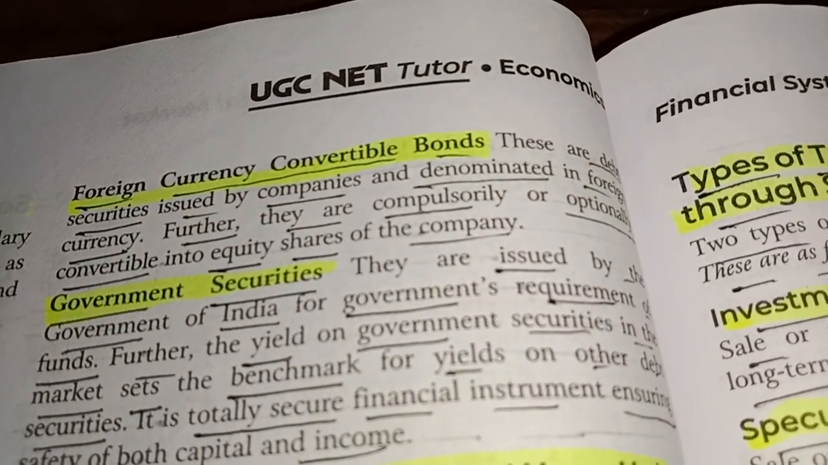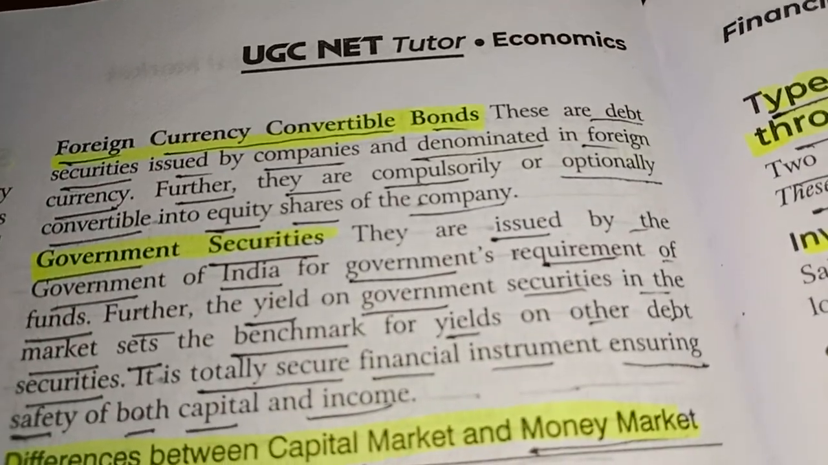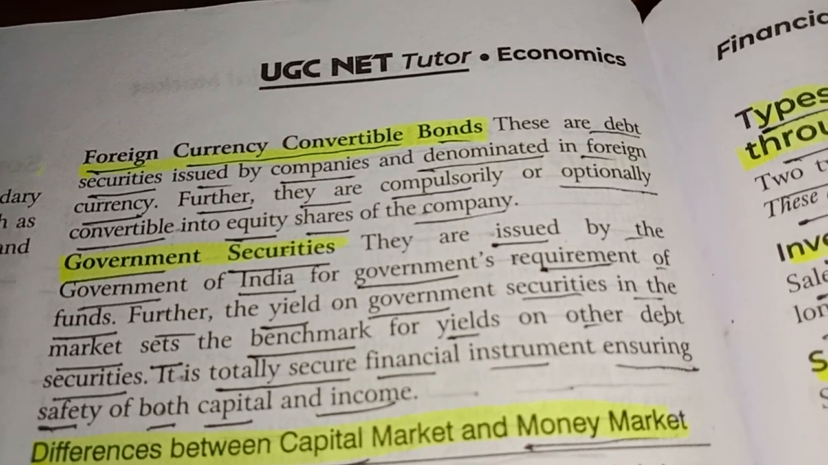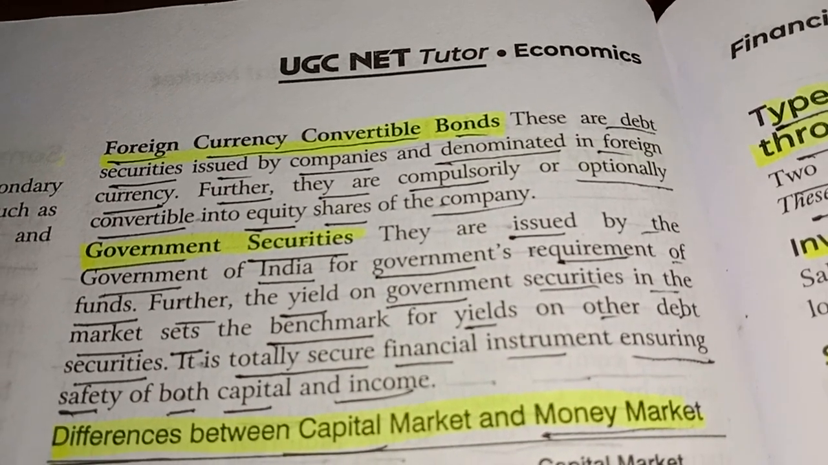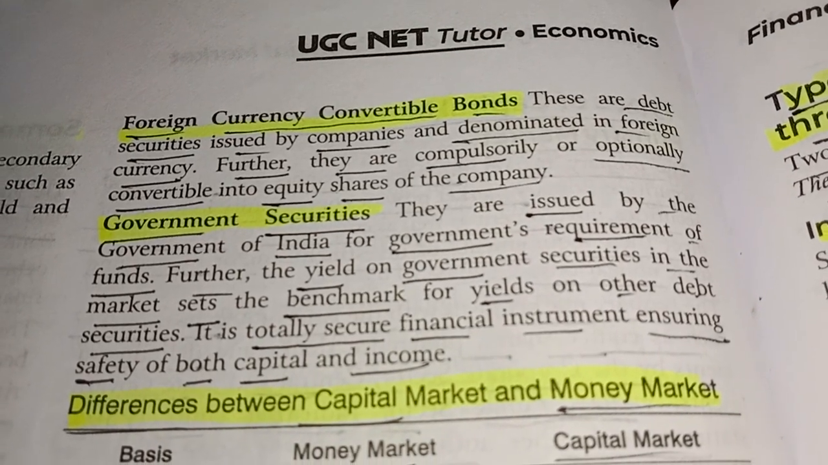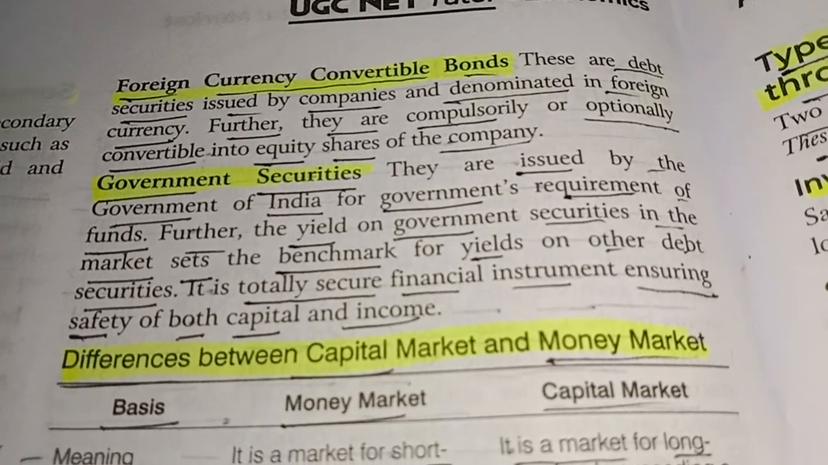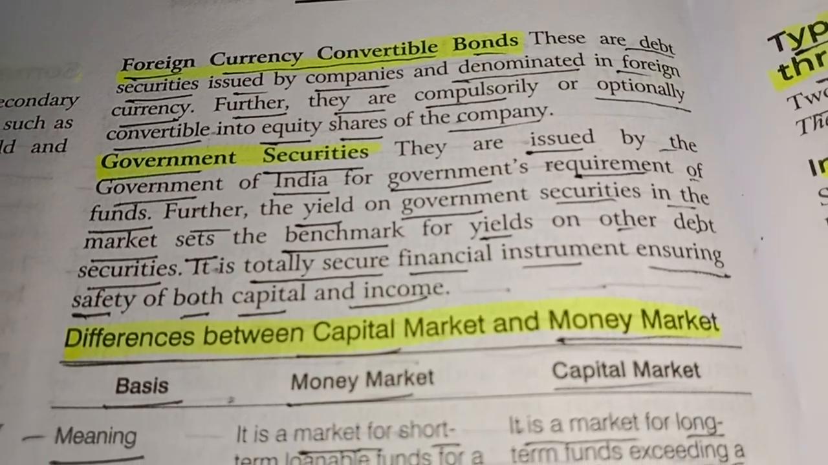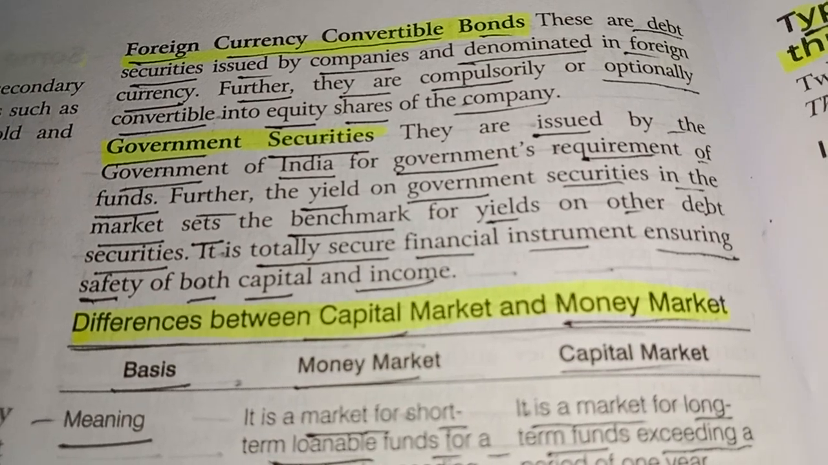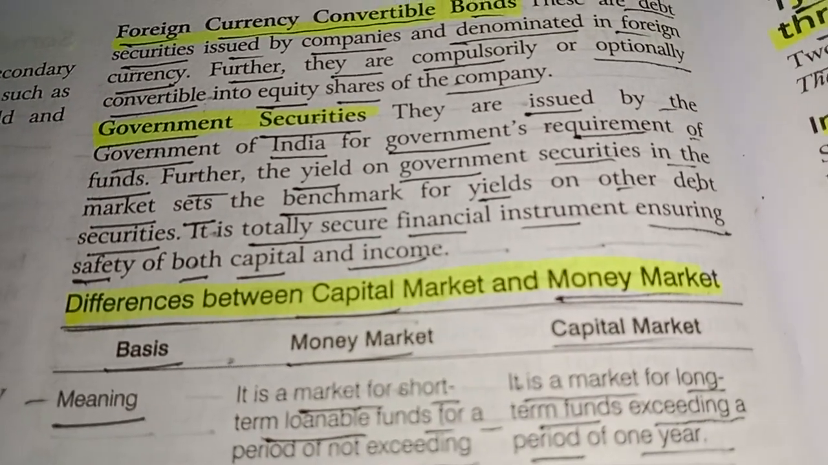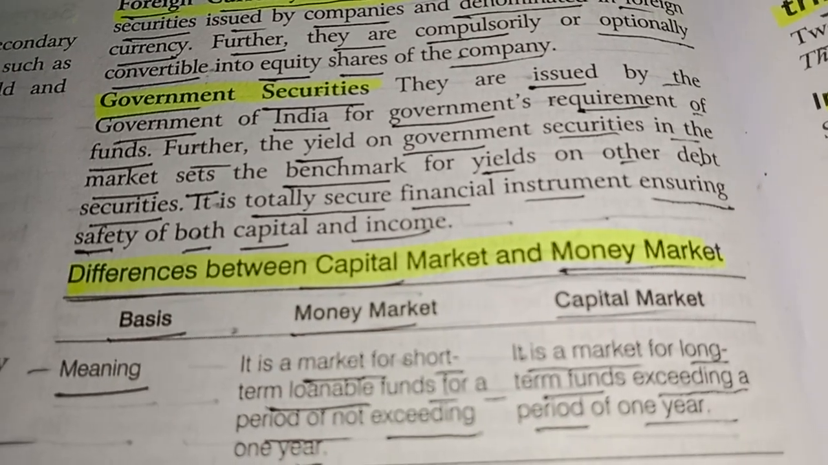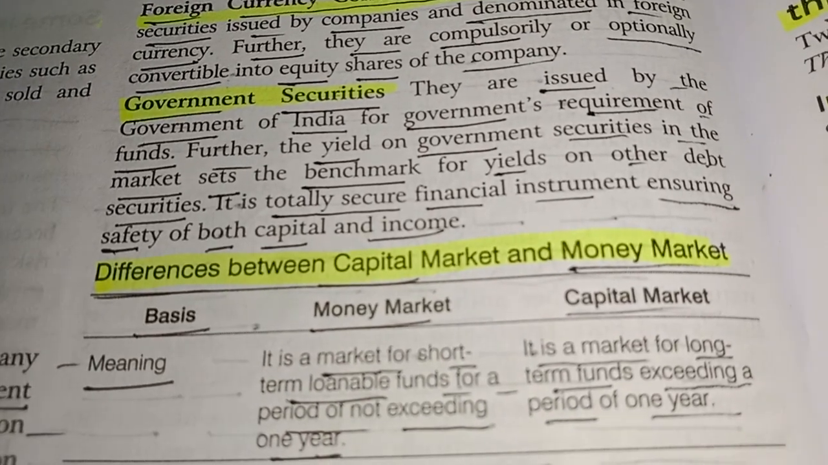Foreign currency convertible bonds. These are debt securities issued by companies and denominated in foreign currency. Further, they are compulsorily or optionally convertible into equity shares of the company. Government securities. They are issued by the Government of India for the government's requirement of funds. Further, the yield on government securities in the market sets the benchmark for yields on other debt securities. It is a totally secure financial instrument ensuring safety of both capital and income.